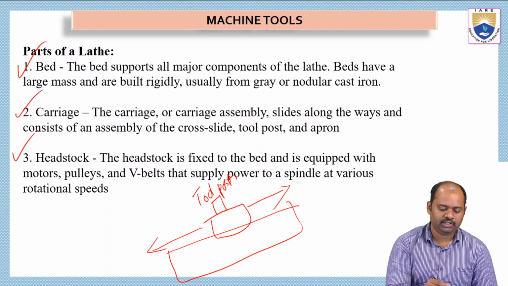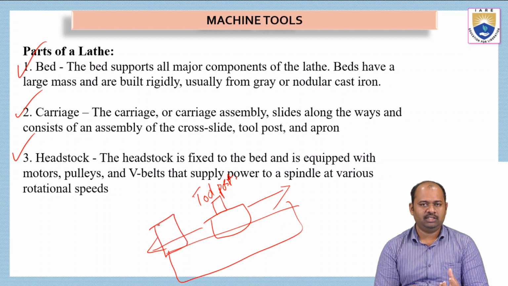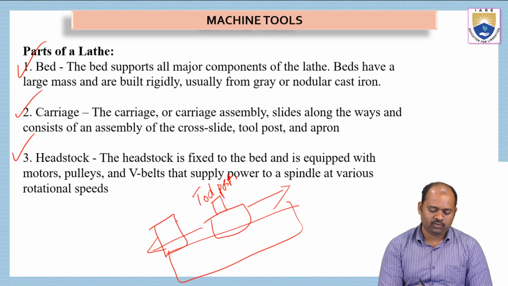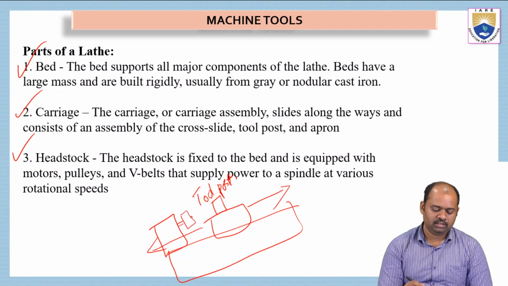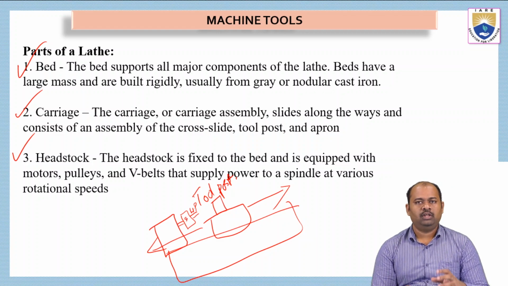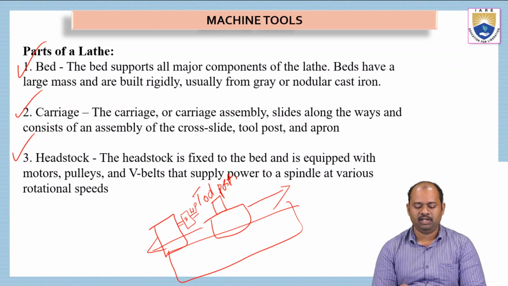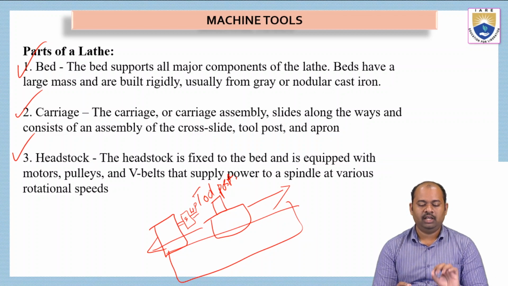And then we have the headstock. On the left side we have a headstock in which we have a multiple gearing system, and the spindle and the chuck, etc. are connected to this. This is the chuck, in which we can place the workpiece. This is the workpiece, and this is the spindle. Every moving part is placed in the headstock. The headstock is fixed to the bed and is equipped with motors, pulleys, and V-belts that supply power to the spindle at various rotational speeds.